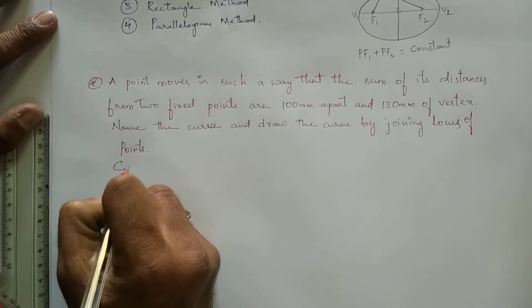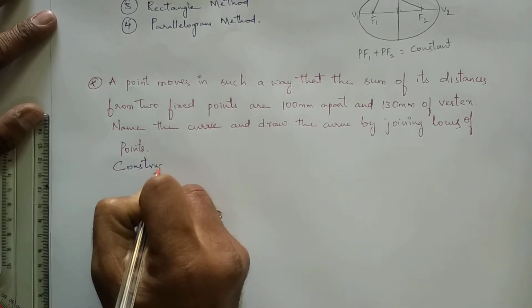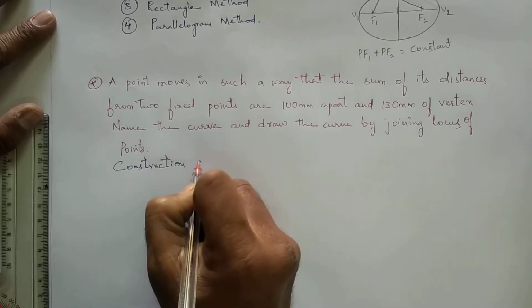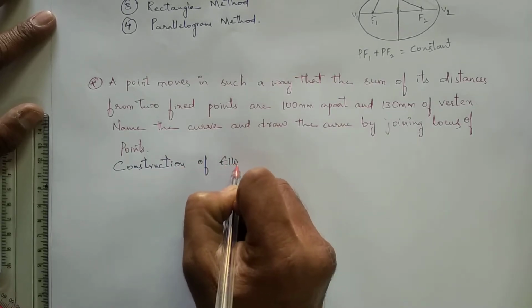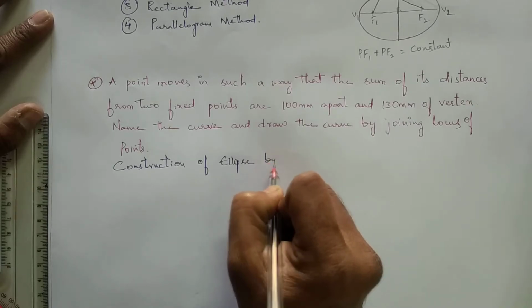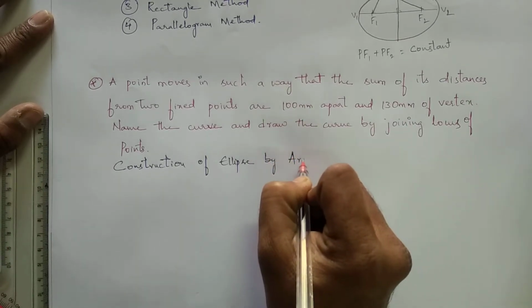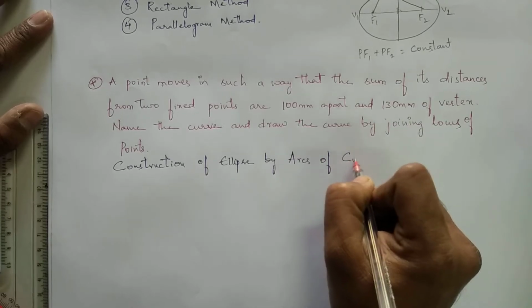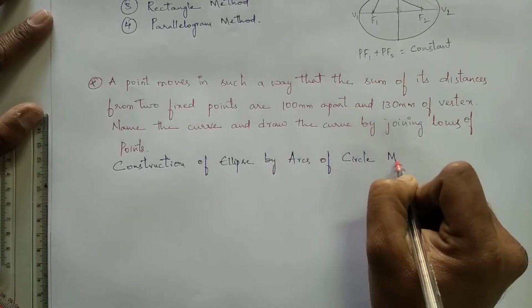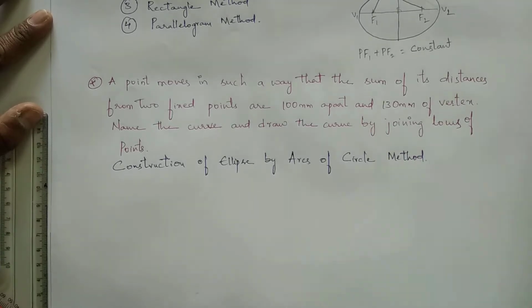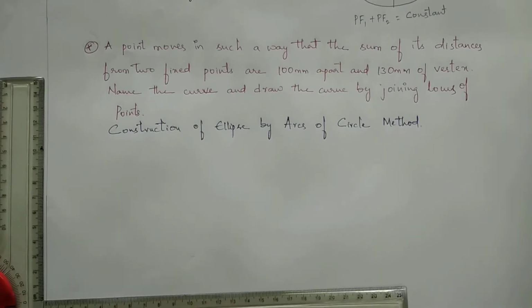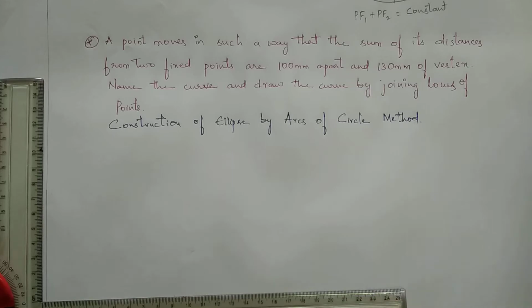So here I am doing the construction of ellipse by arcs of circle method, which I am going to construct using this method. Now let me explain with this question what it is. First, with the given data, we need to go ahead for construction of the ellipse.